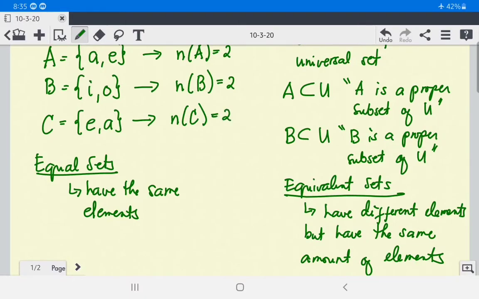So going back to set A and set B, they are what we call equivalent sets, but they are not equal sets because they have different elements, right? So B and C also are what we call equivalent sets, for they have the same amount of elements.